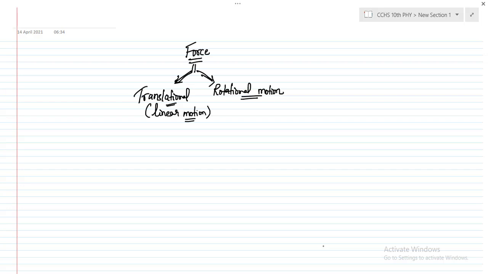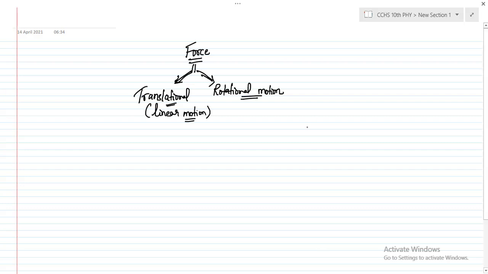So if you apply a force on a stationary rigid body and the body is free to move, then obviously the body experiences a force in its direction, and that motion is called translational or linear motion. Linear motion means the motion in a straight path in the direction of force. Obviously the motion will occur in the direction of force.